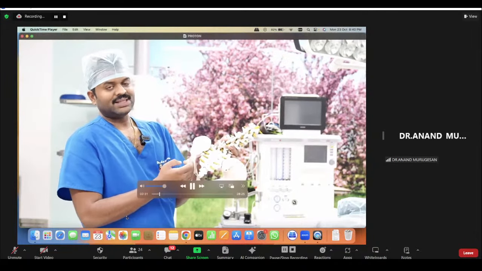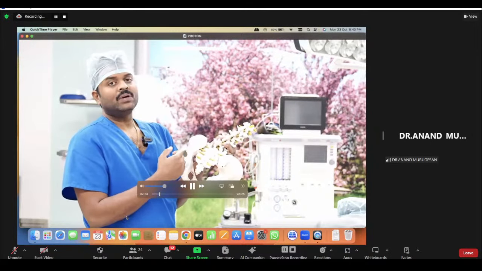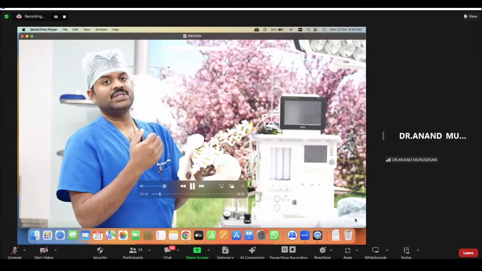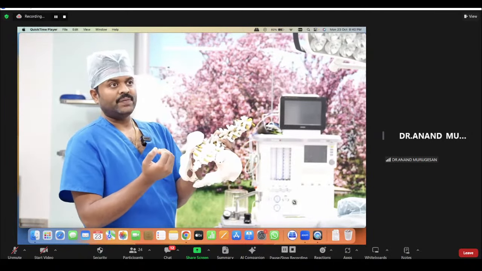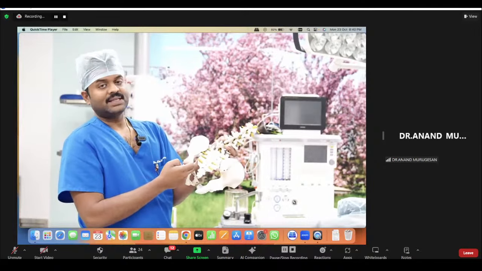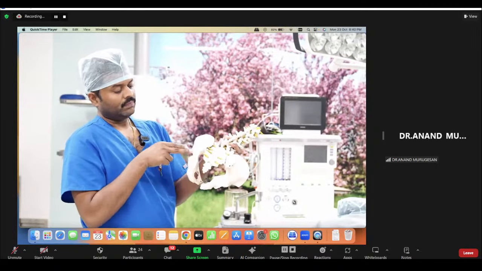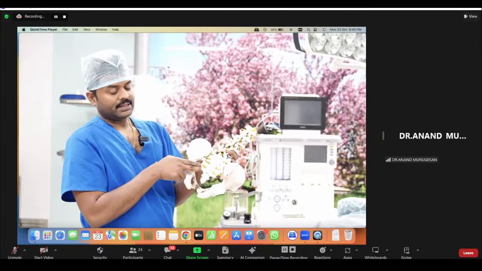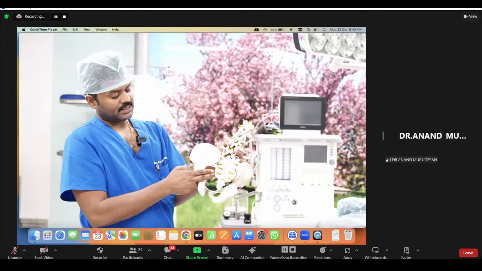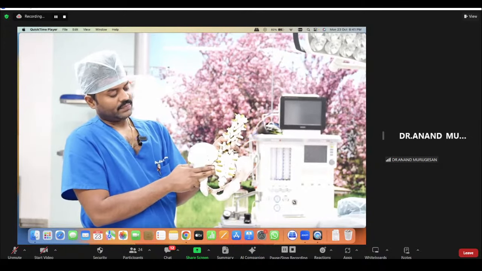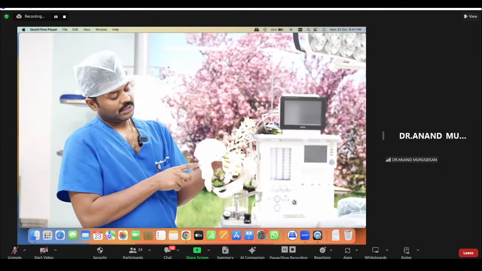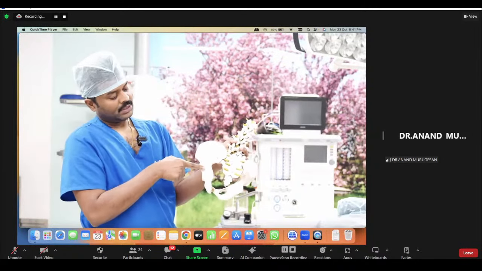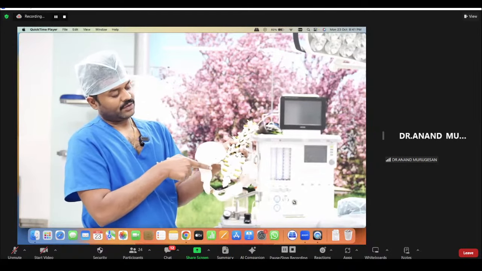As it comes outside the greater sciatic foramen, it encounters a muscle called the piriformis muscle and the ischiococcygeus muscle. It courses between these two muscles as it exits the pelvic cavity. The piriformis muscle is a pear-shaped muscle. It starts from the anterior sacrum and attaches at the greater trochanter of the femur. So this is the greater trochanter of the femur and this is the anterior sacrum. This is the course of the piriformis muscle.